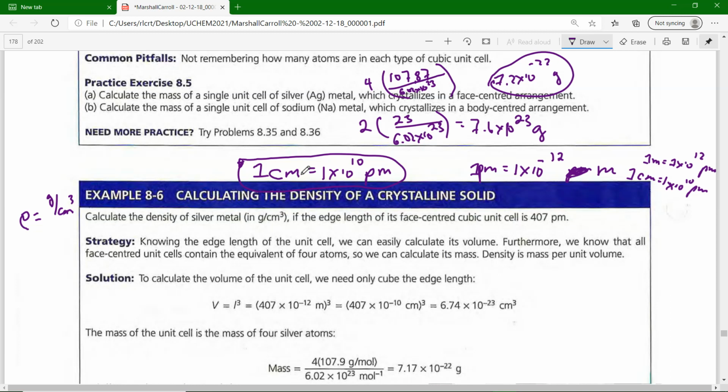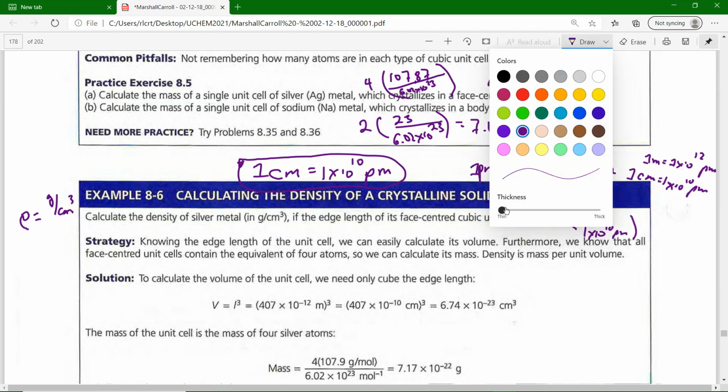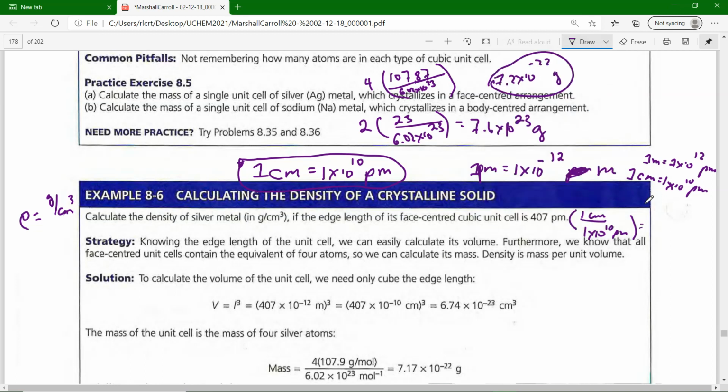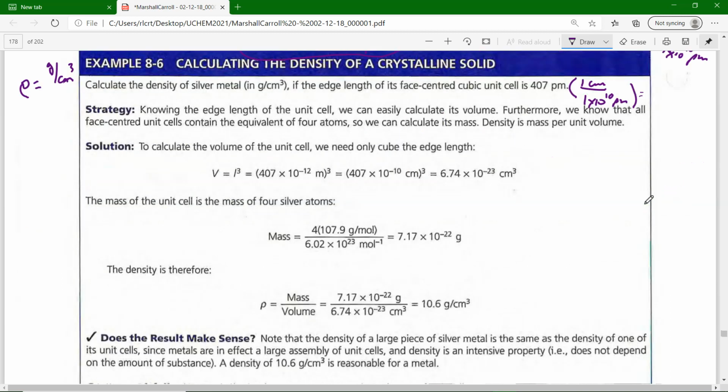Okay, if I want to use this thing I was talking about to get cubic centimeters earlier, 407 picometers, 1 centimeter is 1 by 10 to the 10 picometers. I'm going to make it thinner there. Okay, so I get 407 divided by 1 by 10 to the 10. Get some value, and then I want to cube that, and I get 6.7 by 10 to the minus 23 cubic centimeters. The mass we got before, so then the density, mass over volume, 10.6 grams per cubic centimeter.